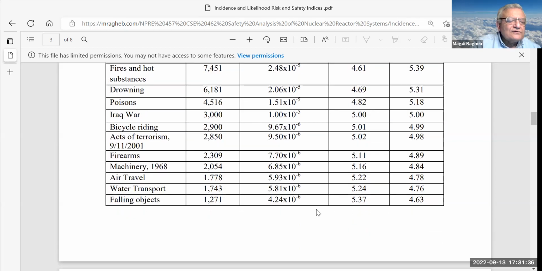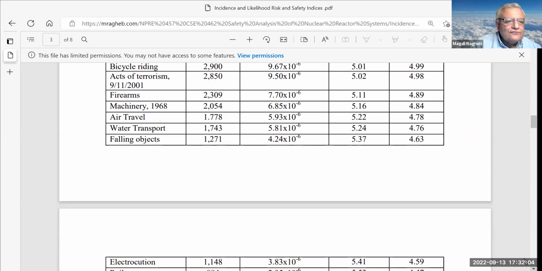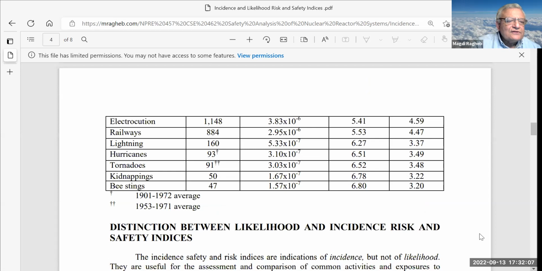In that case, bicycle riding, 2,900. Acts of terrorism, 2,800. That's related to September 11, 2001. It doesn't occur every year, obviously. Firearms, 2,000. Machinery, 2,000. Air travel, 1,700. Water transport, 1,743. Falling objects, 1,200. And we can go on for other minor activities that can cause deaths: electrocution, railways, lightning, hurricanes, tornadoes, kidnappings, and bee stings.